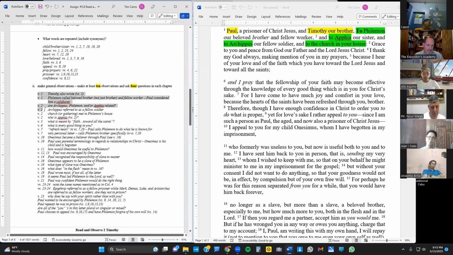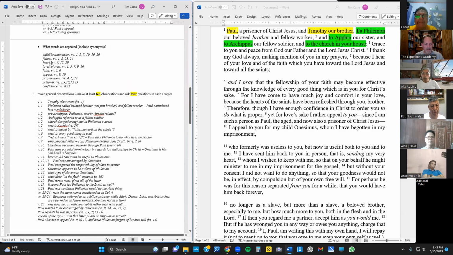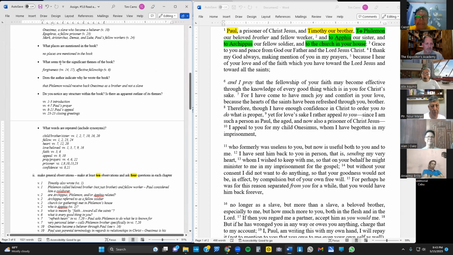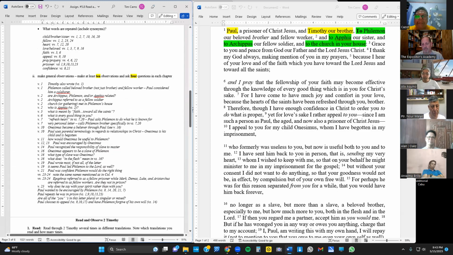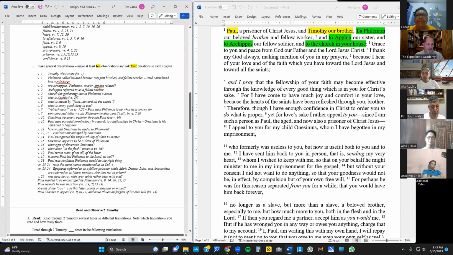And notice here for Philemon, I've got 4, 8, 12, 16, 20, about 25 observations. And many of them are questions. Notice I also ask questions. Who is Apphia? What is meant by faith toward all the saints in verse 5? And notice I put a verse number. Everything I put down, I put a verse number next to it, or most of these things, right? So do that as well. Put a verse number with it. Verse 11, how would Onesimus be useful to Philemon? What does in the flesh mean?